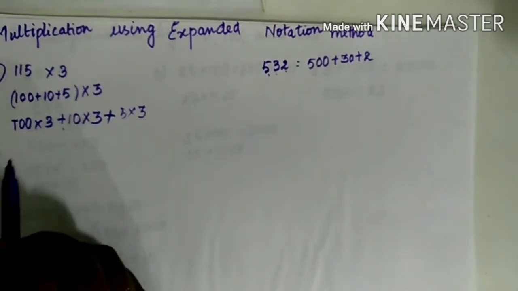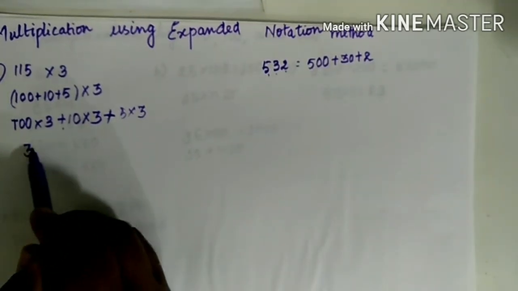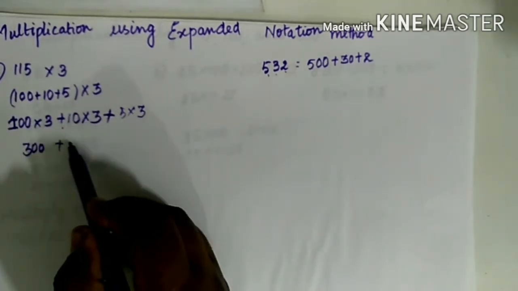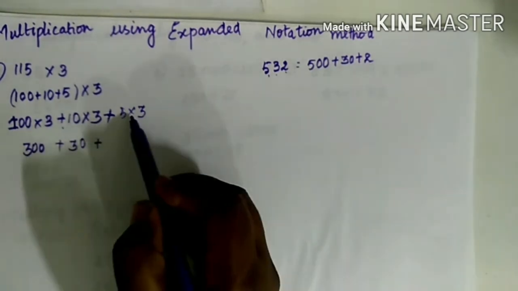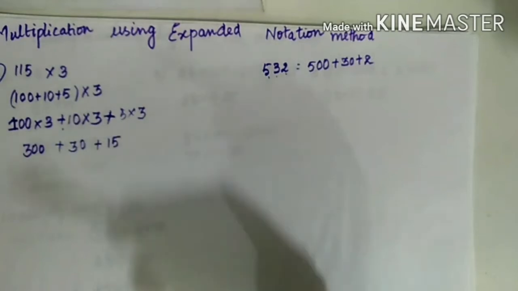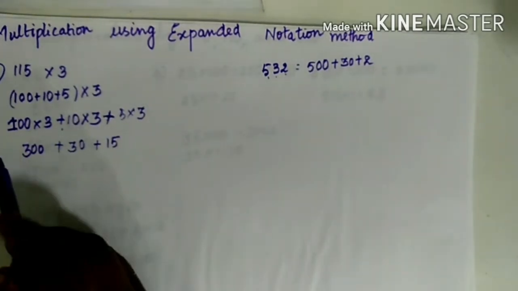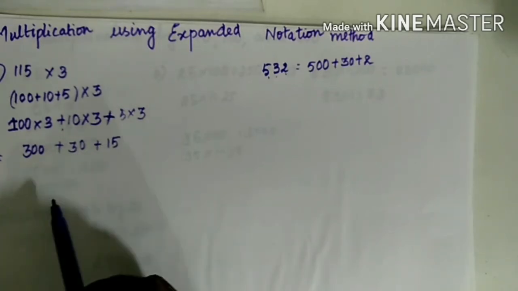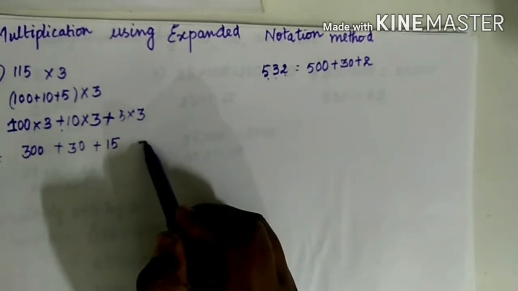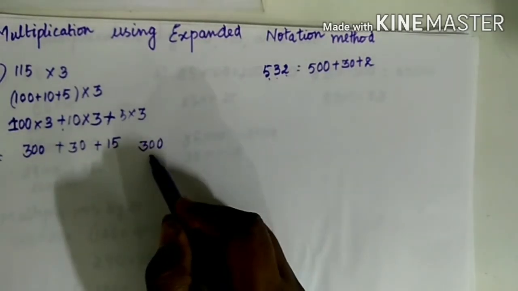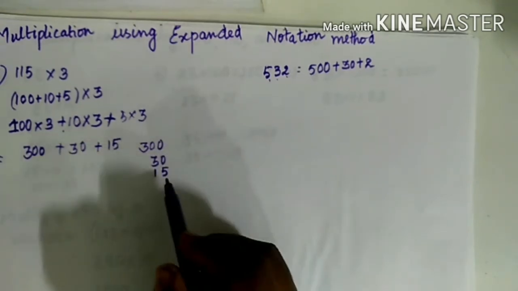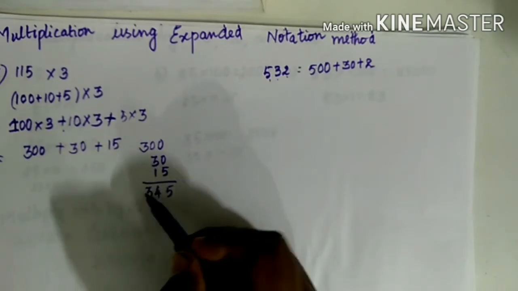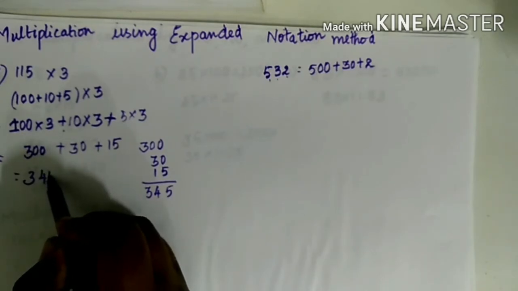Second step has finished. Now you are going to multiply. 100 into 3 is what? 300. Plus 10 into 3 is 30. Plus 5 into 3 is 15. Good. Now you can add in your mind itself. 300 plus 30 is 330. Plus 15 is 345. If people find it difficult, you can write it and add it. So 300 plus 30 plus 15. Is it clear here? So you get 5, 3 plus 1 is 4, and 3. So the answer is correct, 345.